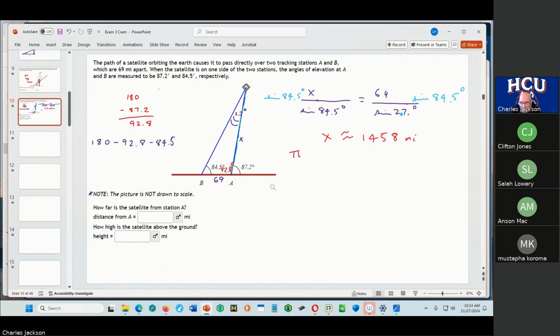So the satellite is about 1,458 miles from Station A.